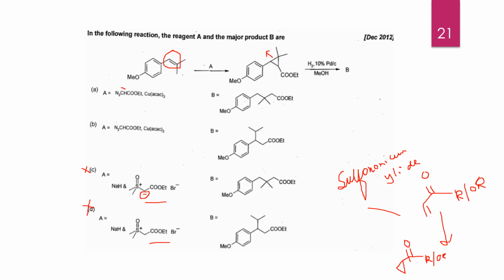For this bond, how many substituents are there? 1, 2, 3. For this one, similarly, 3. But for this one, how many substituents are there? Only 2. So this carbon-carbon bond is less sterically hindered to get absorbed on the palladium charcoal surface. As it is getting absorbed on the palladium surface, this carbon-carbon bond will break. So what will be the product? This one. This bond will flip.